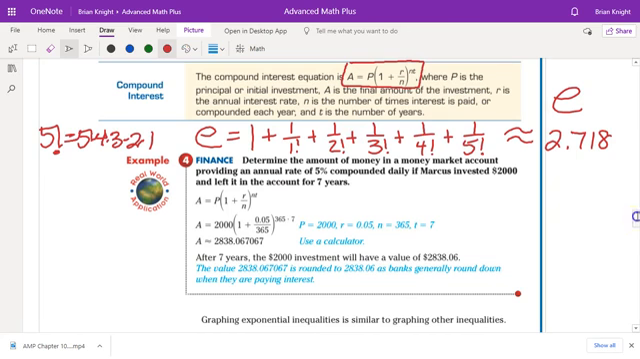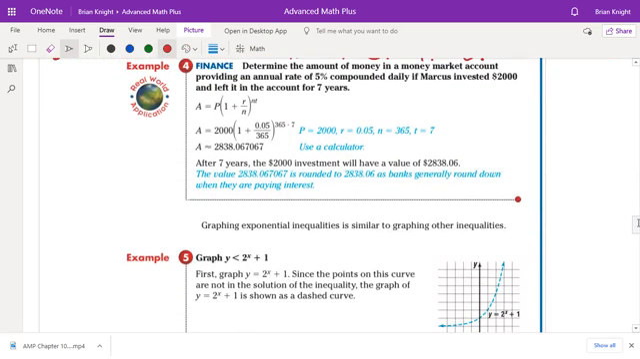So, all right. Example 4 right here. We only got 2 more and we'll be done. It says determine the amount of money in a money market account providing an annual rate of 5% compounded daily.